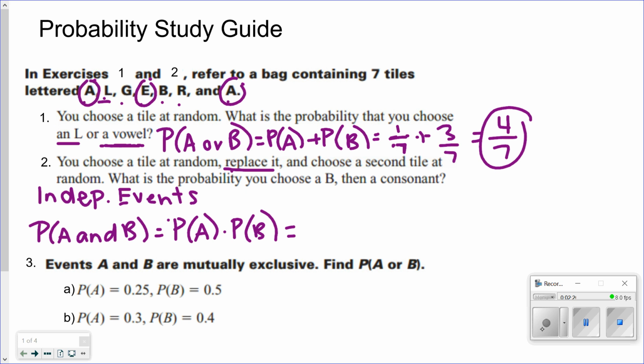Event A is to choose the letter B. There's only one B, so 1 out of 7, times the probability of choosing a consonant. A consonant is everything that's not a vowel. We said we had 3 vowels, A, E, and A again, so our consonants are everything else: L, G, B, R, and that's 4 out of 7. When we multiply this in our calculator, we get 4 out of 49.